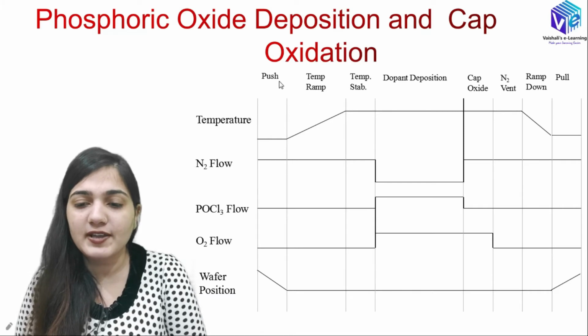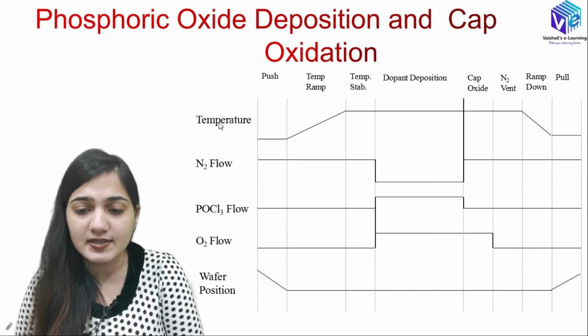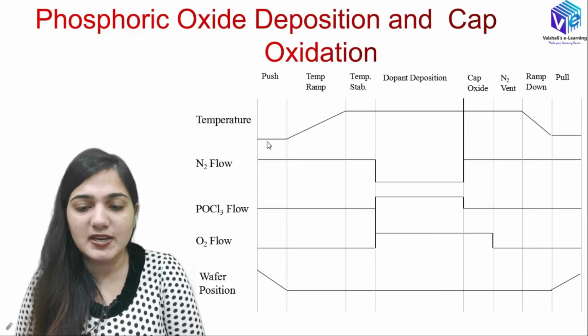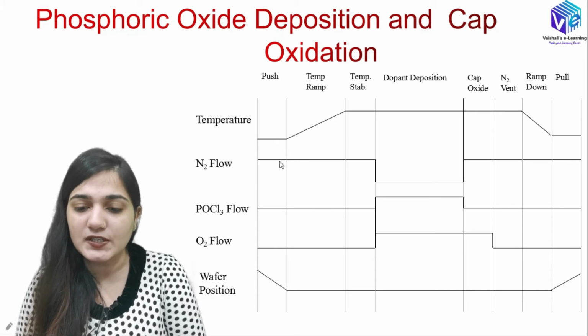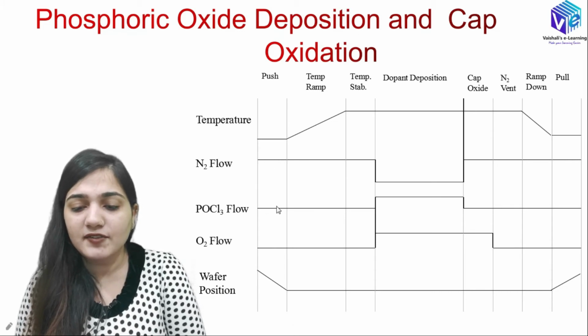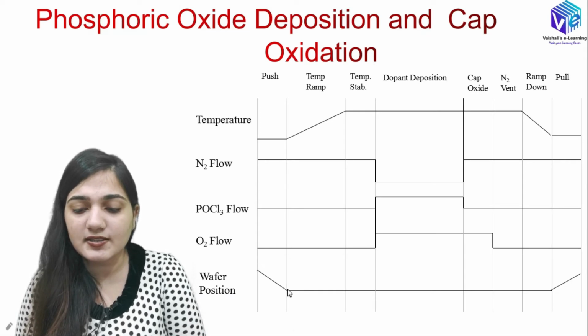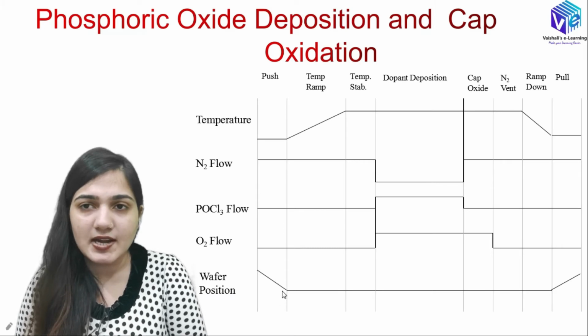So first of all, we have the push, in which we are pushing the wafer inside the furnace. The temperature is minimum here. We are having the nitrogen flow, which is the process nitrogen flow. Then we have the POCl3 flow, oxygen flow. Okay, and the wafer position is increased. Wafer is positioned inside the furnace.